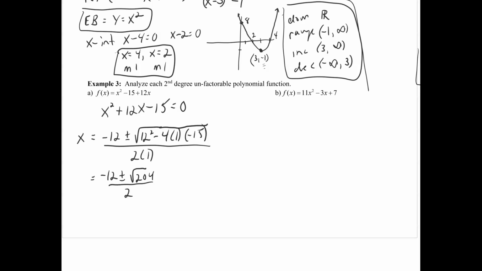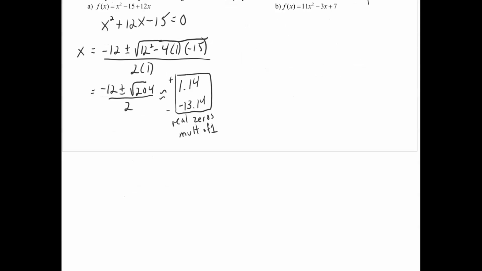We're just going to get this as an approximation. We're not going to worry about getting anything exact here. So this is approximately, and I'm just going to put this in the calculator and we'll see what we get. Okay, so when I added the radical, I got 1.14. When I subtracted the radical and then divided by 2, of course, I got negative 13.14.